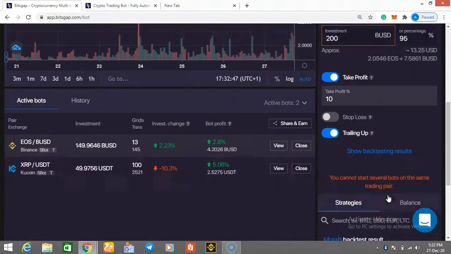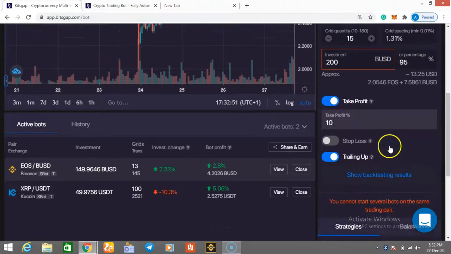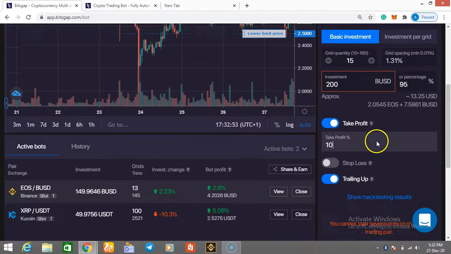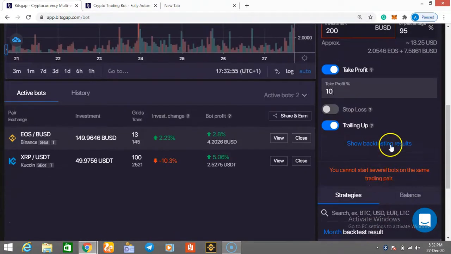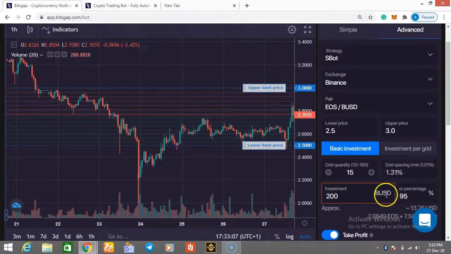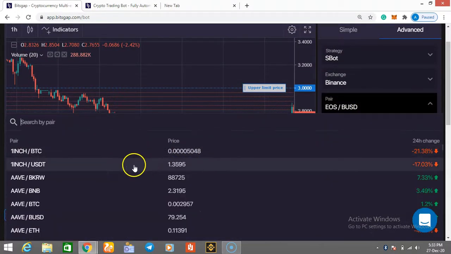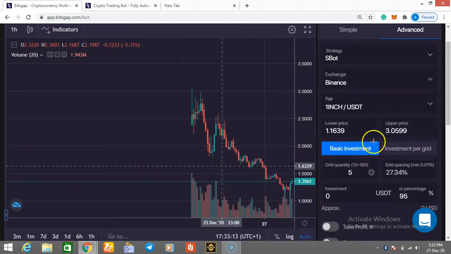launch this bot. The reason why I am not able to launch this bot right now is because I don't have BUSD in my spot balance, because I am in a trade already, and there is no way I can launch. You cannot start several bots on the same trading pair. It's not possible. So I can't do that right now. But I think I have USDT balance. Let me try this. Let me show you.